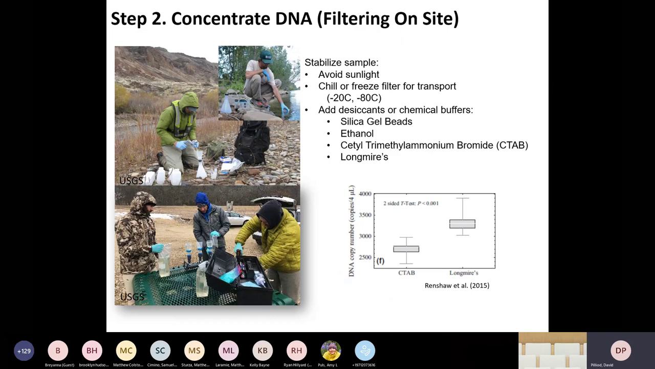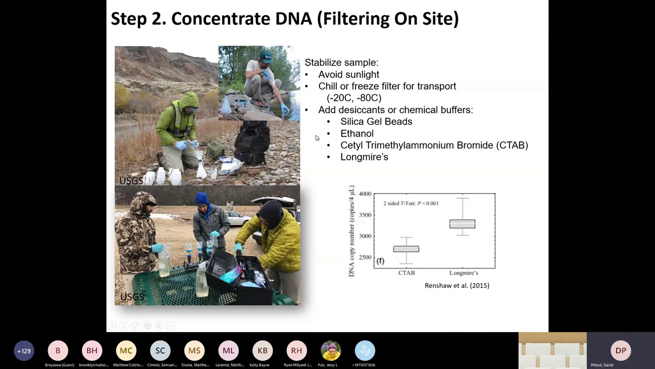If you are filtering on site, there's a couple things to think about. Filtering on site can be anything from kneeling on the shoreline of this river with a hand pump, pumping your samples, or carrying them back to the truck. Here are those Nalgene grab bottles, and then pouring them into some kind of apparatus. This would also be considered filtering on site, even though you have the benefit of a truck and so forth. Key is to stabilize the sample, avoid sunlight, chill or freeze the filter so that the filter becomes your sample, and so you want to make sure that it's preserved.